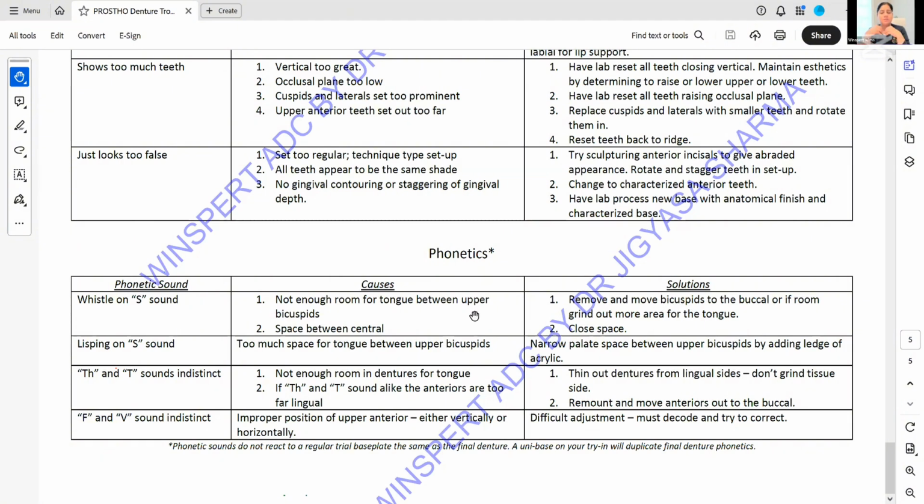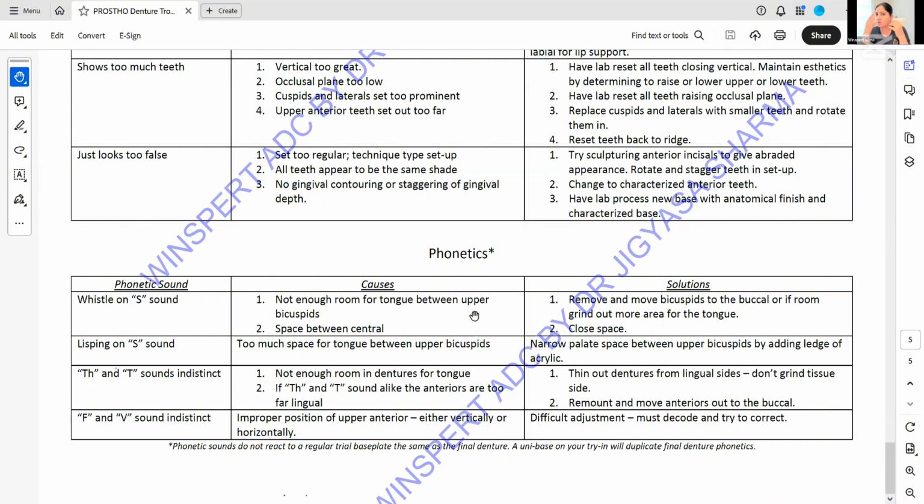Simple. Now, the t and d sounds, sometimes patients make the same sound, or they sound alike when they're trying to say different sounds, but they sound the same. That's when anteriors are placed too far lingually, so internally. Then t and d sounds will sound alike. So you have to take the teeth slightly labial and create room for the tongue.